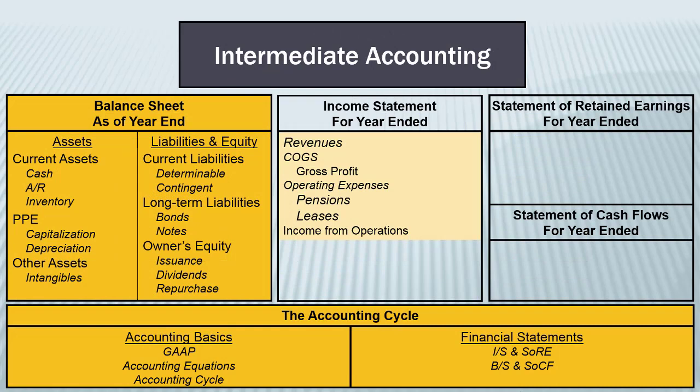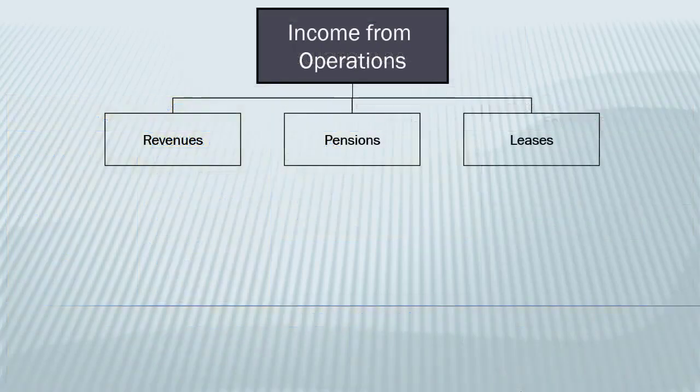So at this point, we've wrapped up two major sections, our discussion of the accounting cycle and our discussion of the balance sheet. And we now get to turn our attention to the income statement, talking about some of the more detailed pieces that make up our calculations of that really important statement. We're going to break this part, income from operations, down into three pieces. We'll talk about revenues, then we'll talk about pensions, and finally, we'll talk about leases.